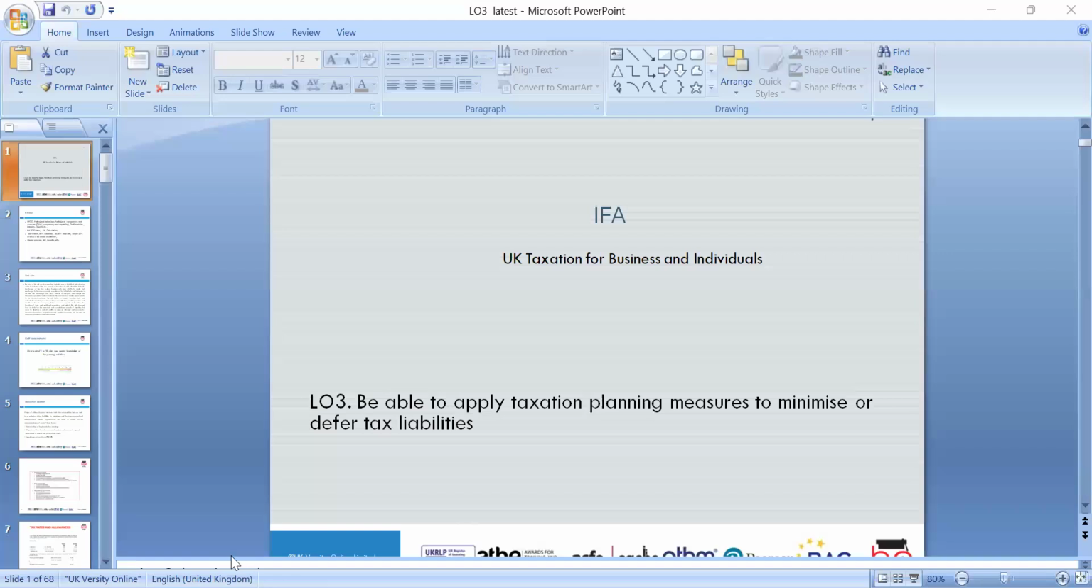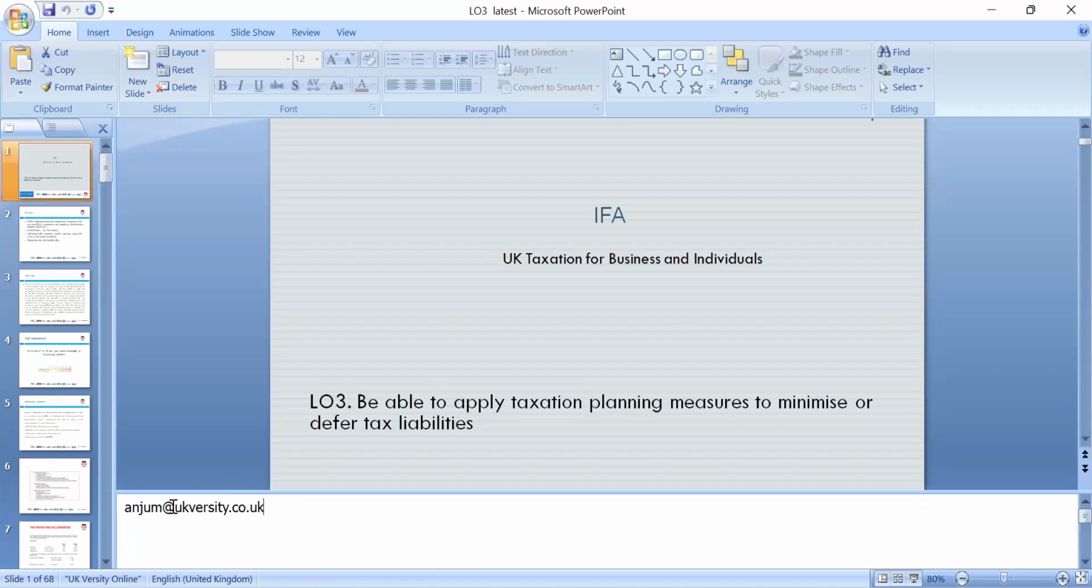Welcome everyone. We'll start our lesson. Today's lesson will go through our LO3, Learning Outcome 3. As a couple of you know, my name is Anjum Satar. If you have any questions, those listening to this recording, you can drop me an email, and if you like, we can even arrange a one-to-one session as well. Here is my email address. Today's lesson is about being able to apply taxation planning measures to minimize the tax liabilities and deferred tax liabilities. So all will be in discussion.